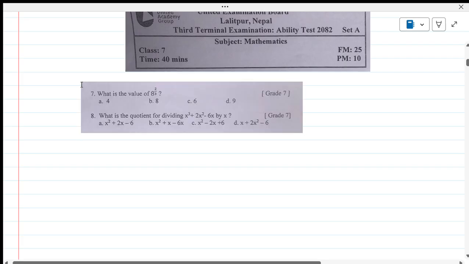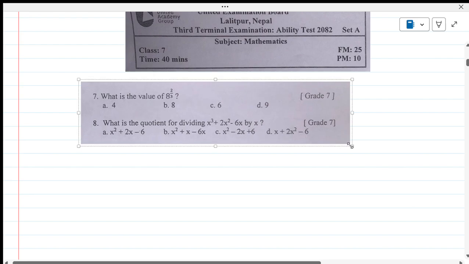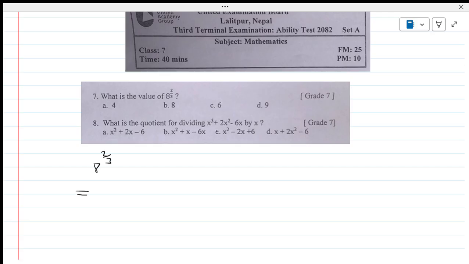So here it asks, in number 7, what is the value of 8 power 2 by 3? To identify 8 power 2 by 3, you need to understand 8 is the cube of 2. If you break 8, you get 2 into 2 into 2, and that's 2 cube. And now there is a power of the power, so those powers should get multiplied. So 2 power 3 into 2 by 3 you get, and here 3 will get cancelled in numerator and denominator, so 2 power 2, and it's 2 into 2, that is why it's 4.